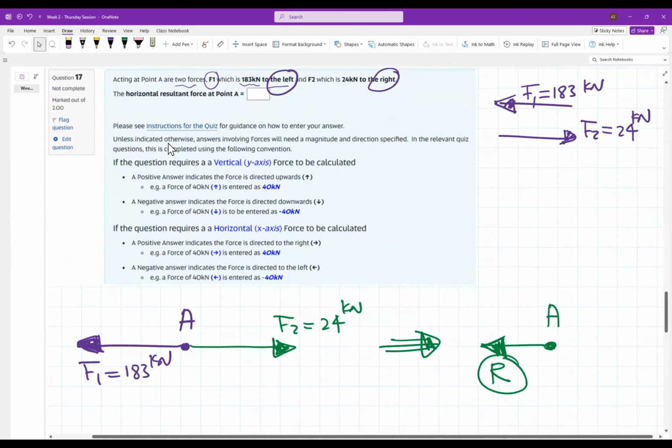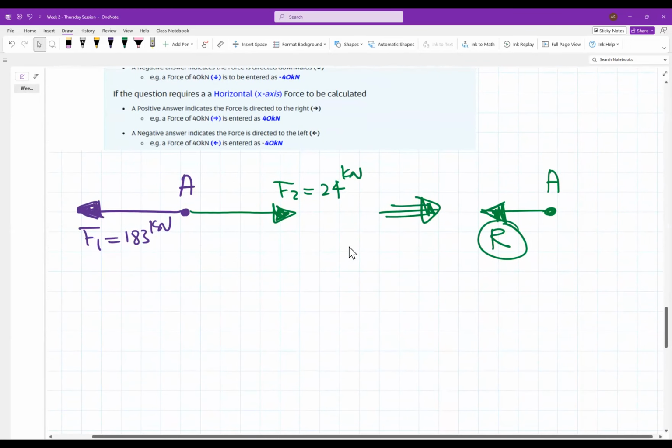Do you know how to find R? Subtract. R will be the summation of these two forces, if we sum them up. But because they are in opposite directions, it will not be addition, it will be subtraction, right?